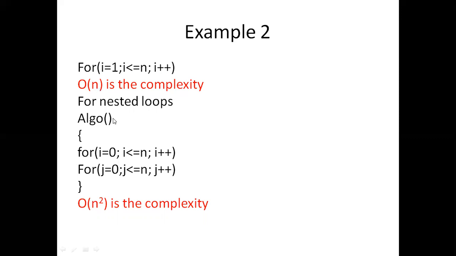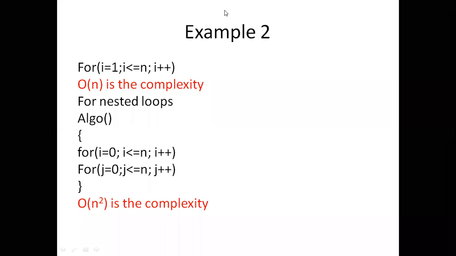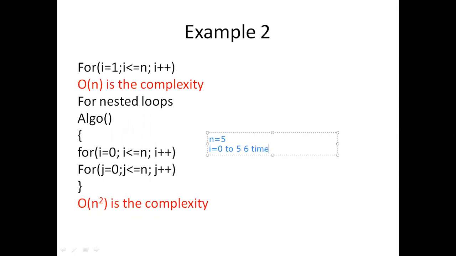Suppose in nested loops, it will execute, say, 5 times. Here I'm giving you an example. Suppose n is equal to 5. In the first step, i goes from 0 to 5. That means how many times will it execute? 6 times. It will execute 6 times.